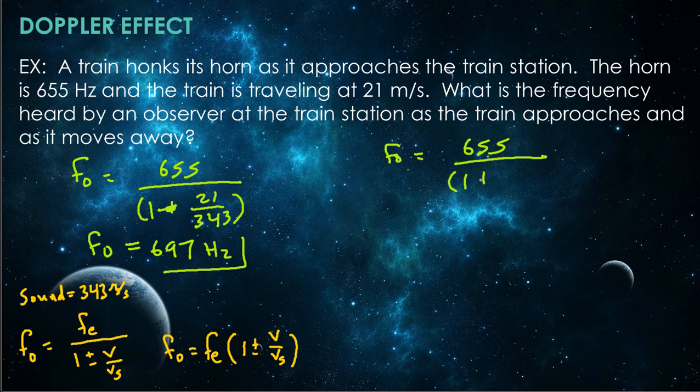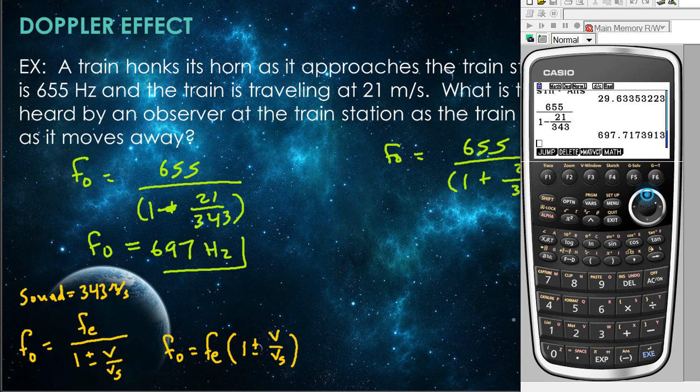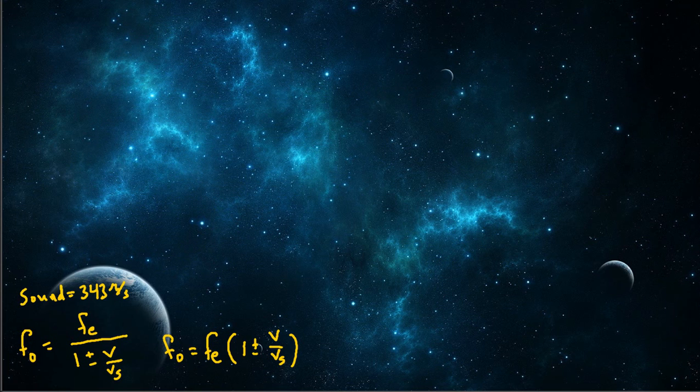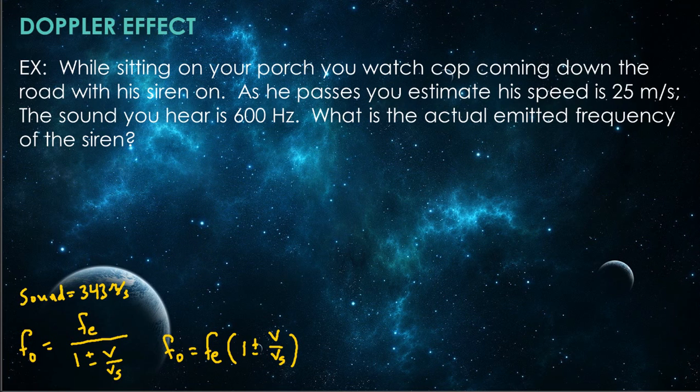So now for the other portion, if it is going away. So we did as it approaches. Now we'll do as it's going away. So 21 over 343. So it's just a slight change in our formula. And so I'll go over here onto the calculator and just change the sign to a plus. Switch that to a fraction, and 617. All right, so that one's all done. We'll keep the formulas there at the bottom. Let's go on to the next question.